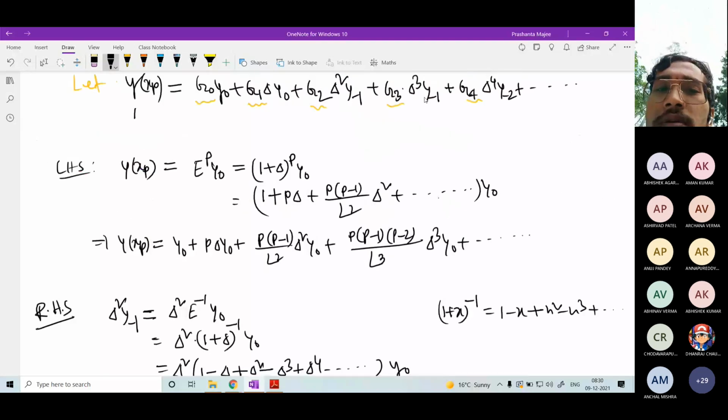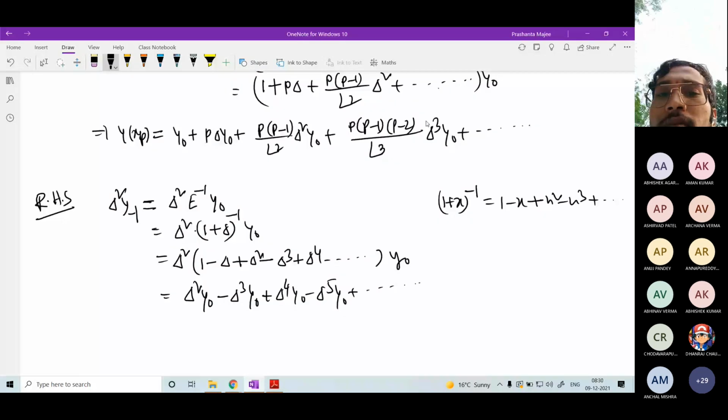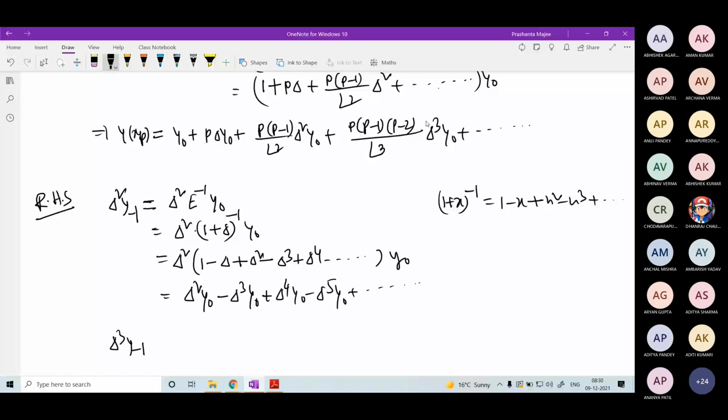Del q y minus 1. One more delta will be multiplied with del square y minus 1. So multiply one more delta. So del q y naught minus del 4 y naught plus del 5 y naught minus del 6 y naught and so on.